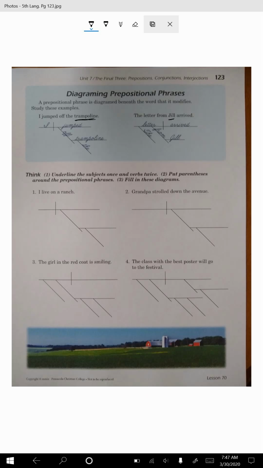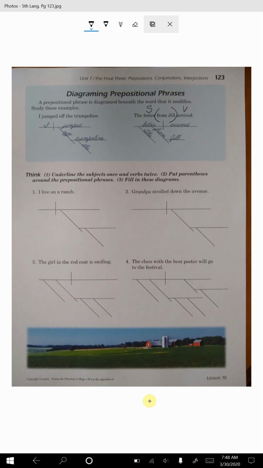Without looking at this as a prepositional phrase, you might be tempted to call this the subject and this the verb. But if we first go through and mark out the prepositional phrases, then you will know that from Jill is a prepositional phrase, so therefore it cannot be the subject. So the subject would be letter, and the verb would be arrived.